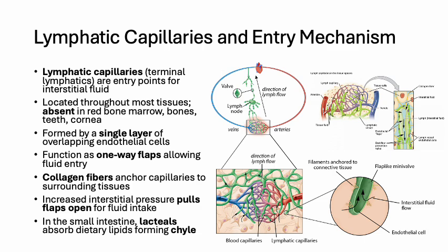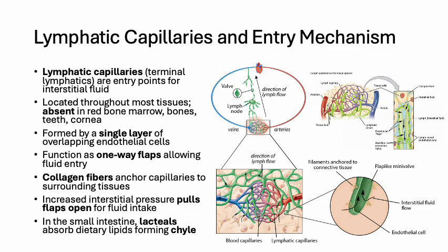Structurally, lymphatic capillaries are unique. They are made up of a single layer of overlapping endothelial cells, which forms a flap-like valve. These flaps open in response to increased interstitial fluid pressure, allowing fluid to enter the capillary. When pressure inside the capillary rises, the flap closes to prevent fluid from leaking back out, ensuring one-way flow. These capillaries are held in place by collagen fibers that anchor them to the surrounding tissues. As interstitial pressure builds, the anchoring fibers pull on the endothelial flaps, increasing the space between them and facilitating fluid entry.